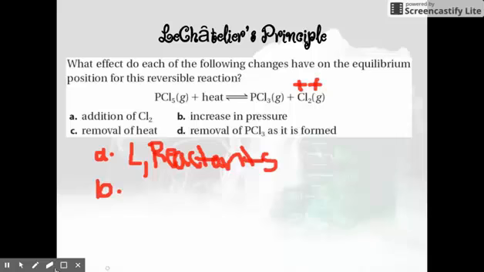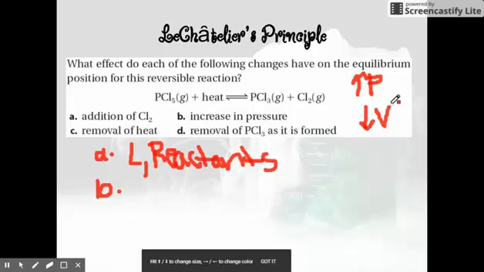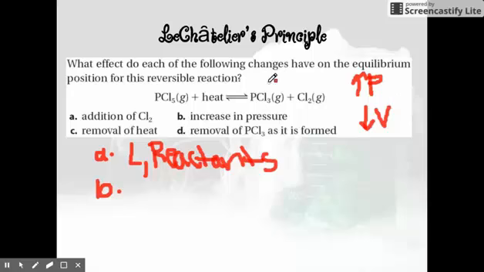Okay, let's look at B. B says we're going to increase the pressure. So if we remember, if we increase pressure, that means we decrease volume. So we have to go to the side where there's a lower volume of gas. On our right, we have 2 gas things, so 2 moles. On our left, we only have 1. So if we're increasing the pressure, we've got to decrease our volume. So we've got to shift to the left again, or shift towards our reactants.